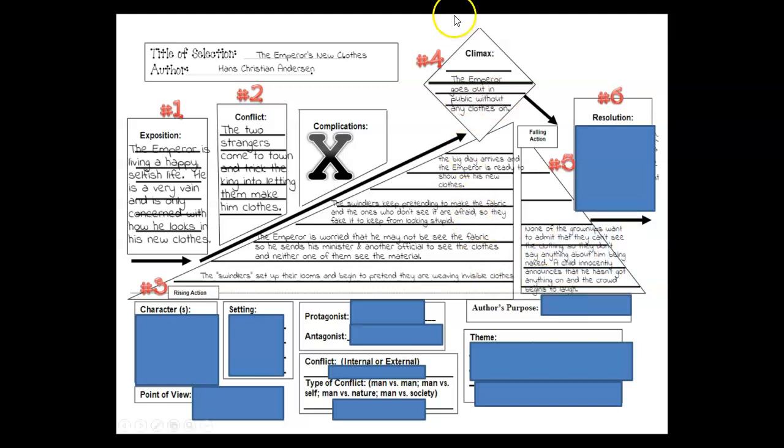Then we have the falling action. After the climax, the falling action is that none of the grown-ups want to admit, when they're seeing the king, the emperor, walk through town, that they can't see it. They don't want to admit that they can't see it.